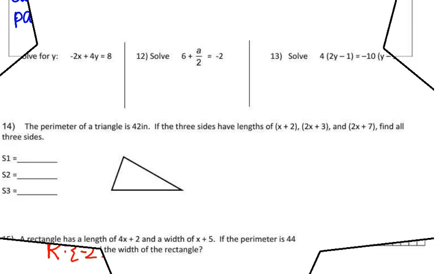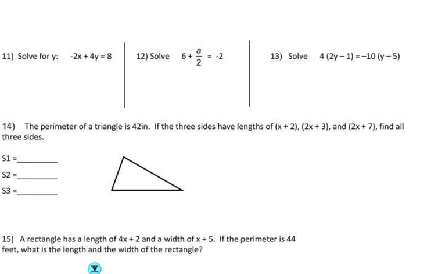All right, on to the back side. I'm going to go over number 11 with you. Solve for y. So here's the variable I'm trying to solve for. Remember, cover this guy up and think about who we need to get rid of first. We always get rid of any addition or subtraction.